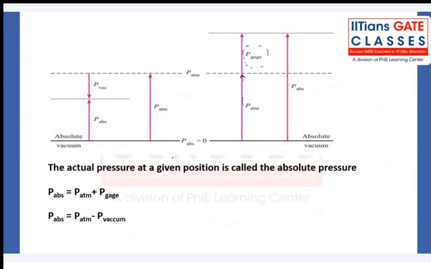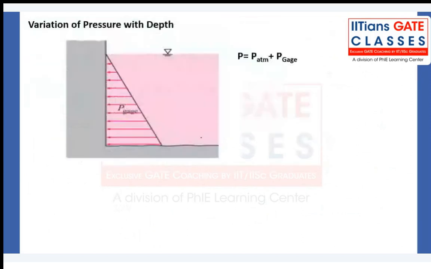Now the gauge pressure can be negative, can be positive, but the total pressure has to be positive at least. In the worst case, it can be zero, but again, it cannot be negative.